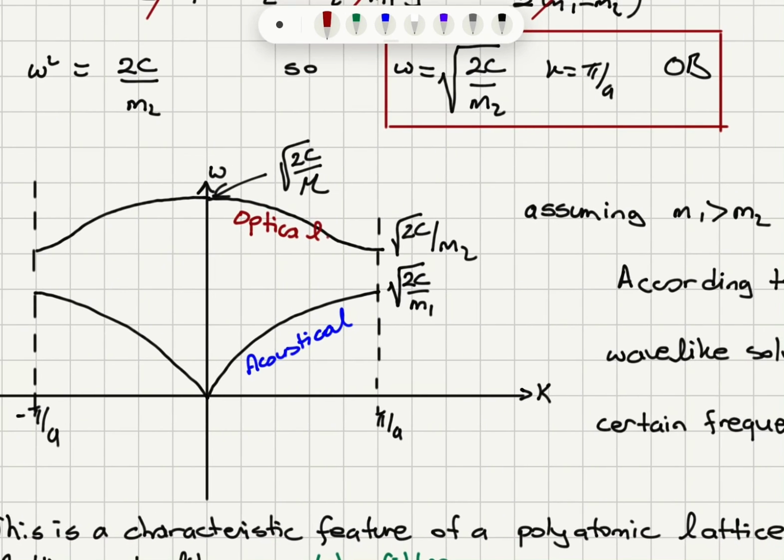Now if I plot this result, my acoustical branch becomes 0 at k equals 0. The optical branch is the square root of 2c over mu. At the first Brillouin zone boundary, the acoustical branch becomes the square root of 2c over m1, and the optical branch becomes the square root of 2c over m2. And we see that there is a forbidden zone here. So these frequencies are not allowed.